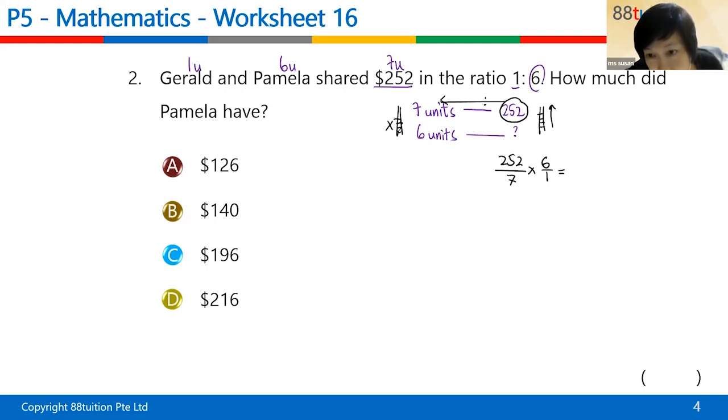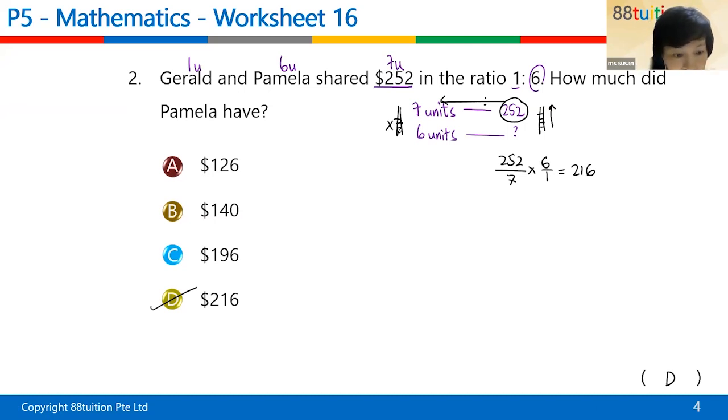So 252 divided by 7, times 6, you should get 216, which is option D. Let's check. Wow, so many of you got D, D, D, D. Very good.